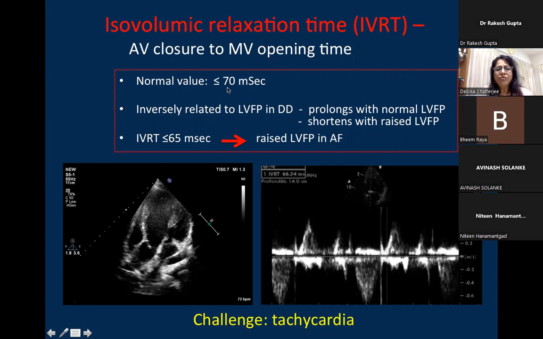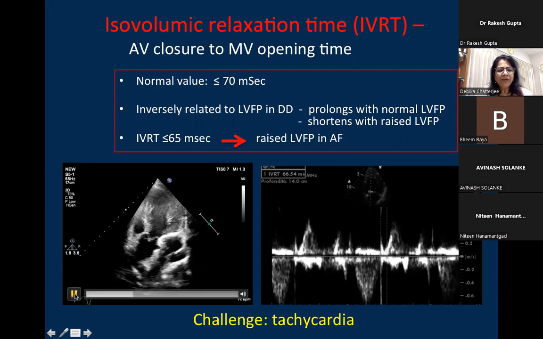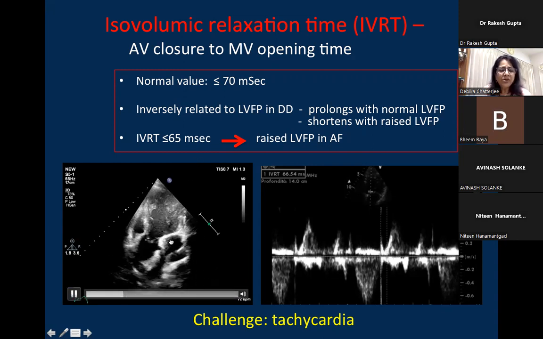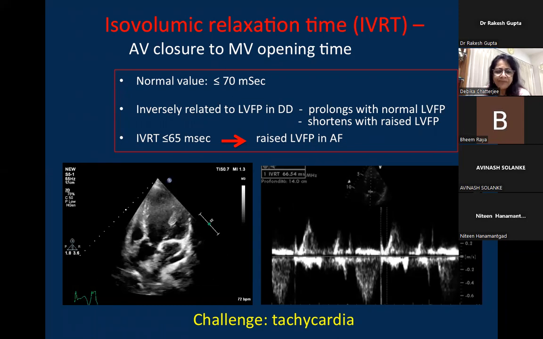A normal value is less than 70 milliseconds. Now, how do we measure it? We go to the apical 5-chamber view, where you open the LVOT and get the cursor, place the sample volume between the mitral valve and the LVOT, somewhere here, and get the pulse wave Doppler.